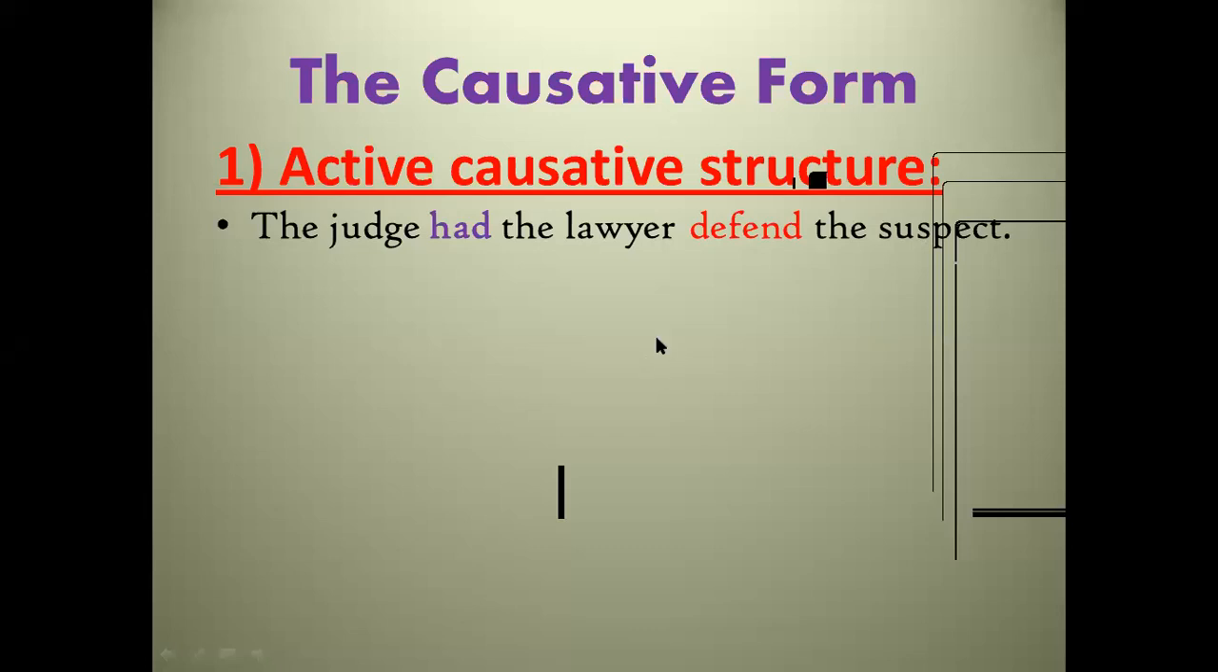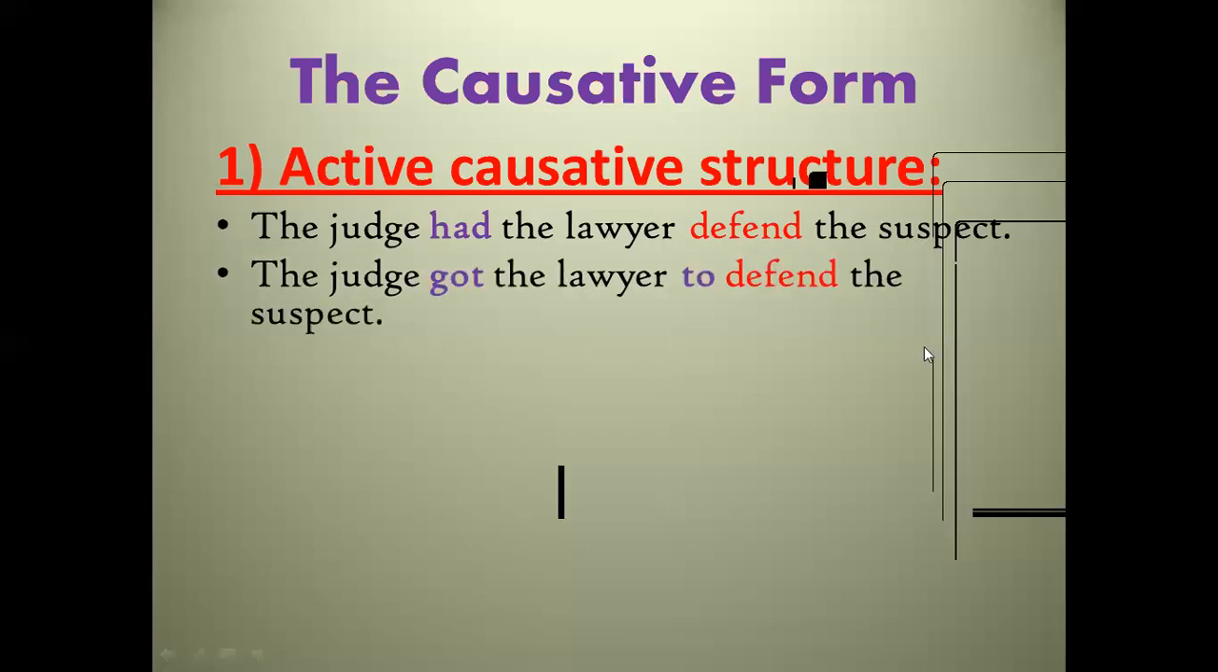The second sentence, the judge got the lawyer to defend the suspect. Could you notice a difference between the two sentences? The judge had the lawyer defend, the judge got the lawyer to defend the suspect. There is an extra word with get, which is, yes, to. So with have, we do not use to. We use the base form without to. But with get, we use the full infinitive, to plus base form.